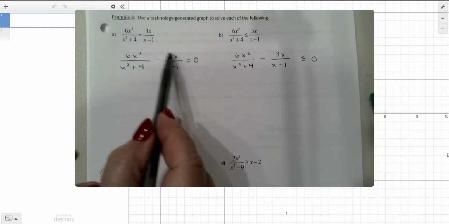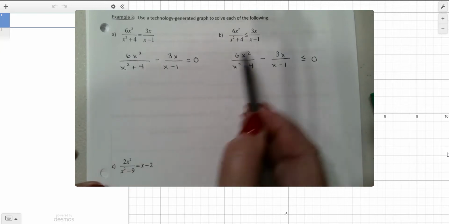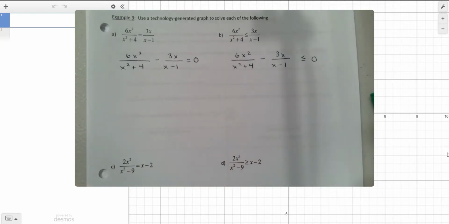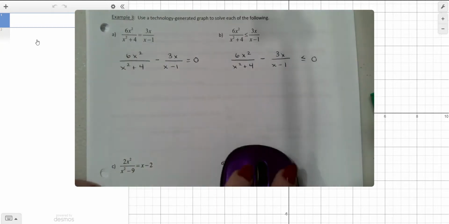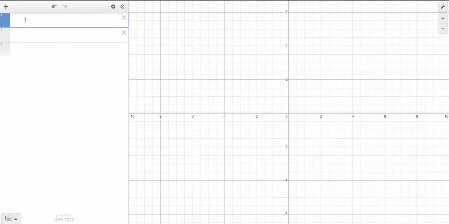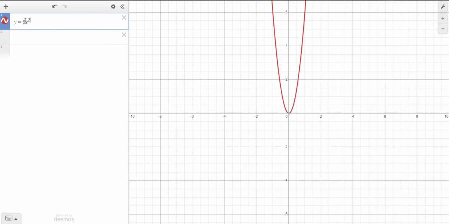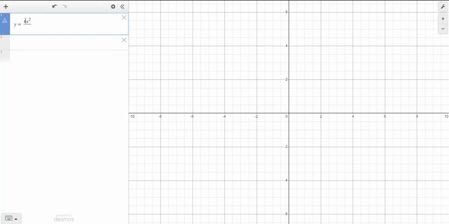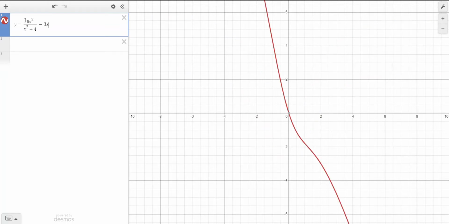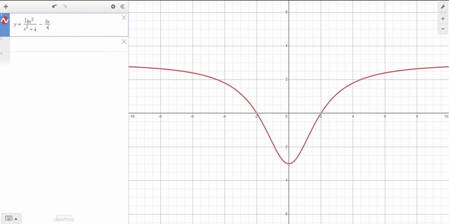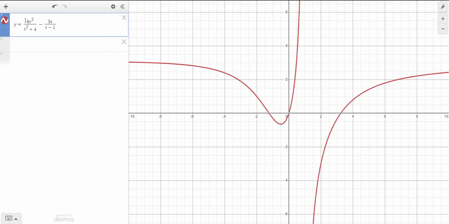So I'd like to go ahead and I'm going to graph the left-hand side on Desmos, and then we'll see what we can use on the graph to help us solve. So I'm graphing 6x squared over x squared plus 4 subtract 3x over x minus 1.